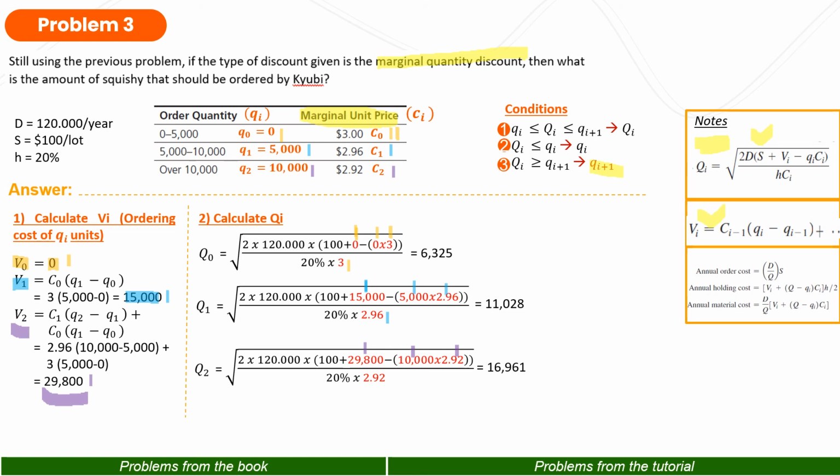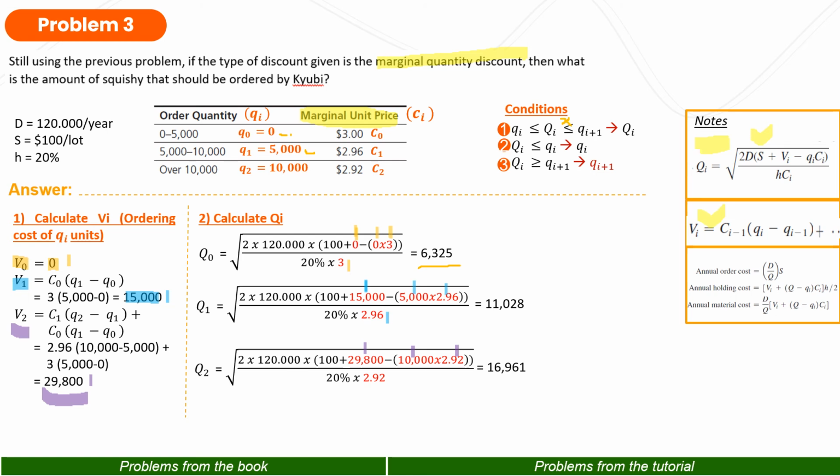we match each of these big Q with the condition here. So first for the Q0, the big Q is 6,325. First we look at the first condition. The little q is 0, and then the q after, that is q1, is 5,000. So it is not matched with the first condition. And then we look at the second condition.